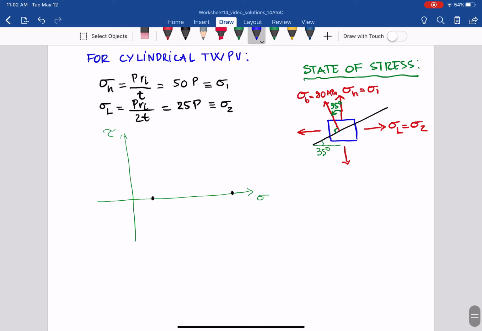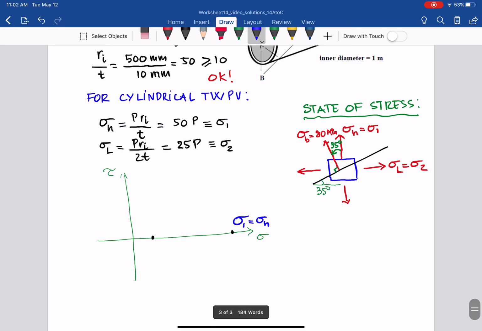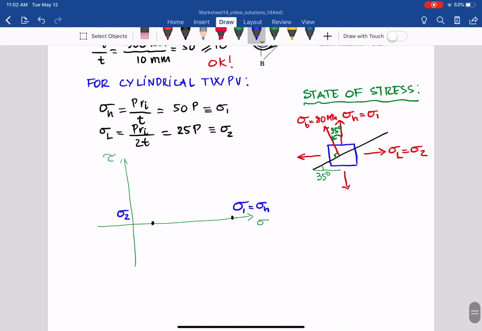So at that angle here we have sigma 1 equal to the hoop stress, and then we have sigma 2 here equal to the longitudinal stress, just 2 points. Then with those 2 points, we can draw the Mohr's circle with those 2 points on the circle, right?